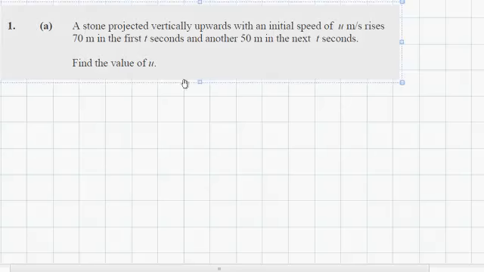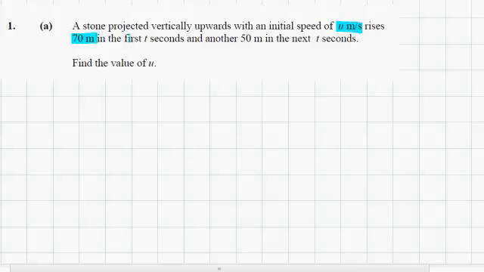Now here we have quite a tricky problem from the 2000 paper, and it's one that you should definitely try yourselves before looking at the solution here. It involves some tricky algebra. We're told that a stone is projected vertically upwards with initial speed of u meters per second, and it rises 70 meters in the first t seconds, 50 meters in the next t seconds. Find the value of u, the initial velocity.